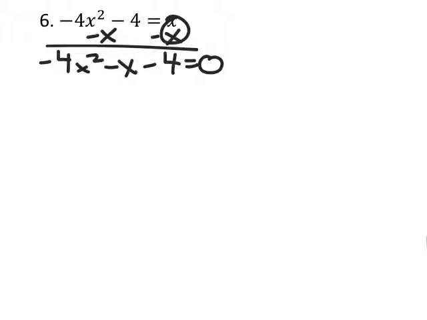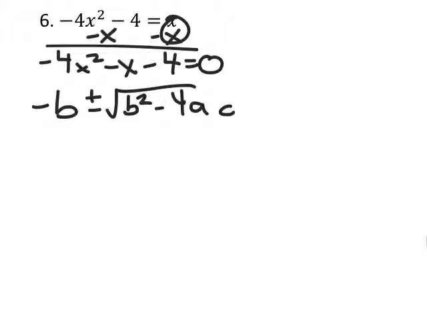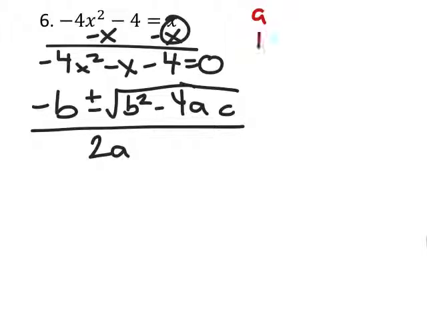And we'll use the same formula. So we have the negative b plus or minus the square root of b squared minus 4AC. I'll give myself a little bit more space on that. All over 2A. And we'll acknowledge now we need the A, B, and C values. A is a -4, B is a -1, and C is a -4.